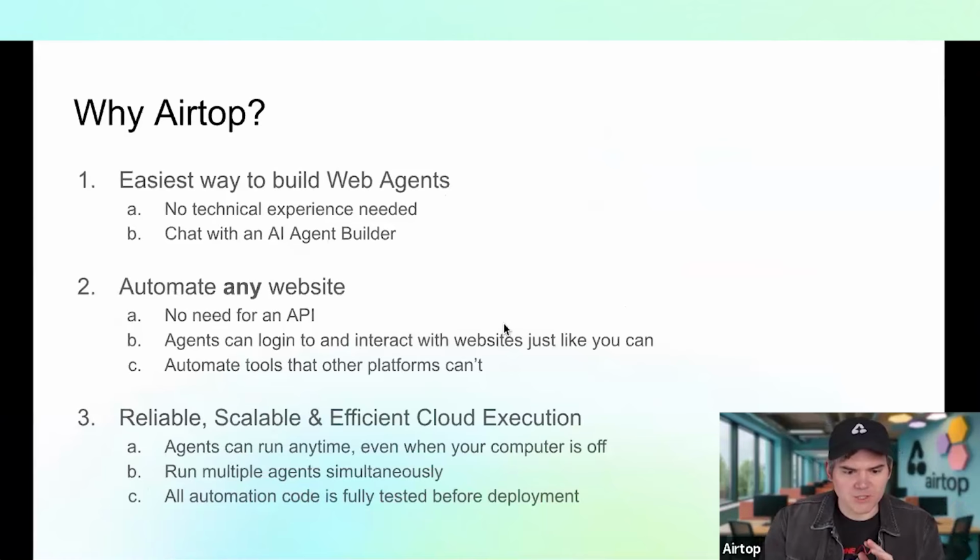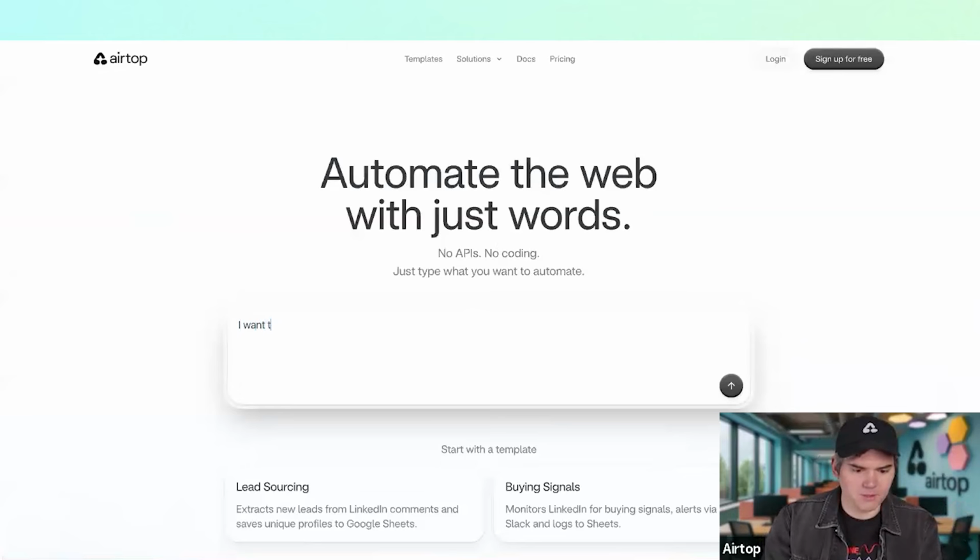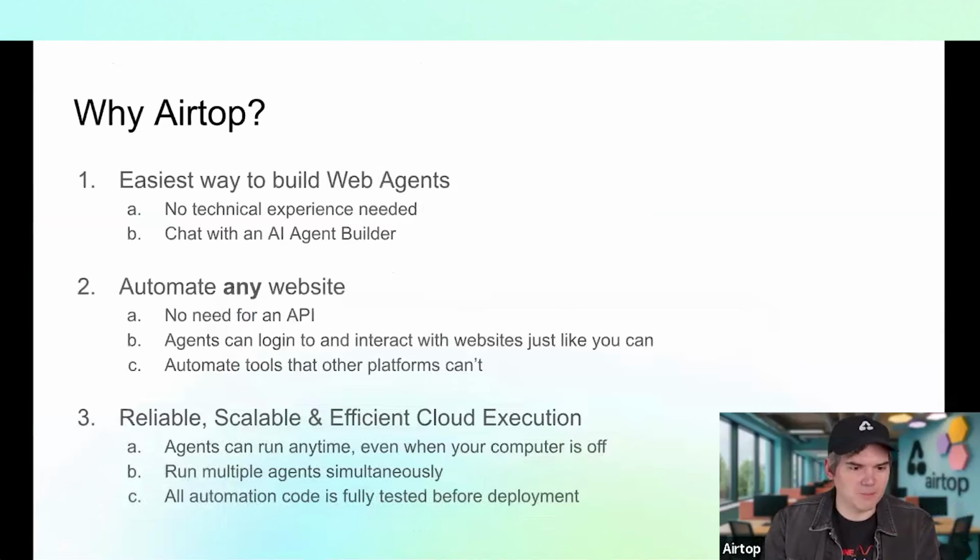Airtop's easiest way to build web agents, all you have to do is basically type out what you want to automate, and the interface looks like this. So like, I want to automate stuff. And then be more specific than that, but then it'll start building the automation for you.